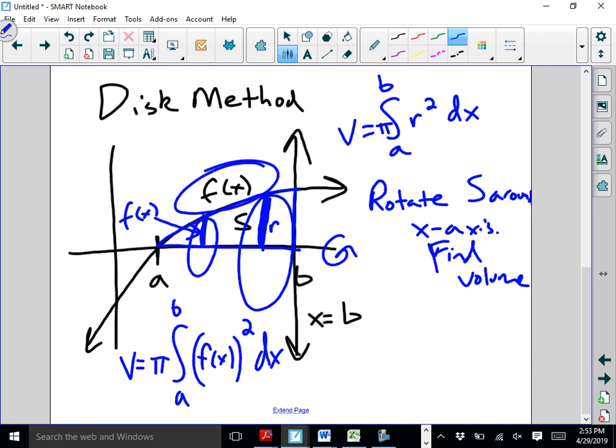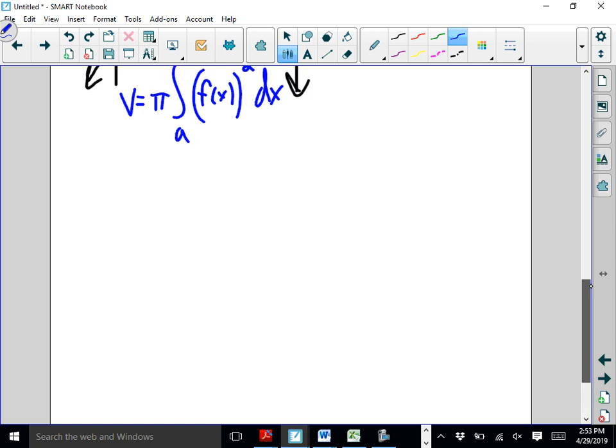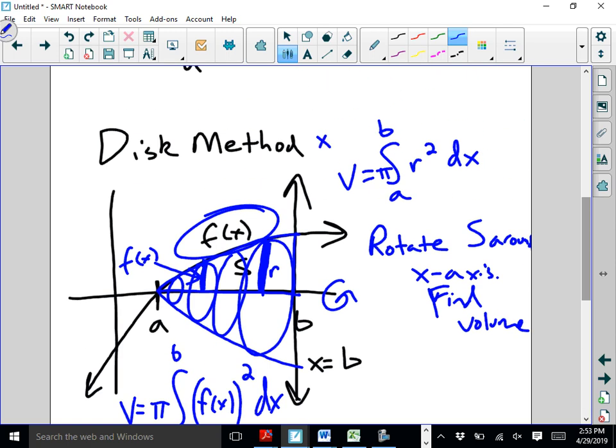This thing would look something like this, with lots of little circles. And we're just going to sum up all of those circles from a to b. That's the disk method around the x-axis. Let's talk about the disk method around the y-axis.